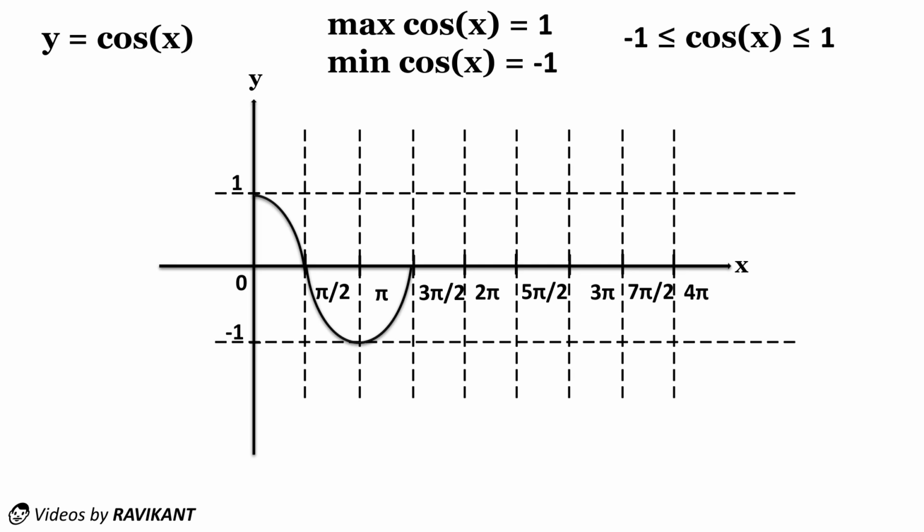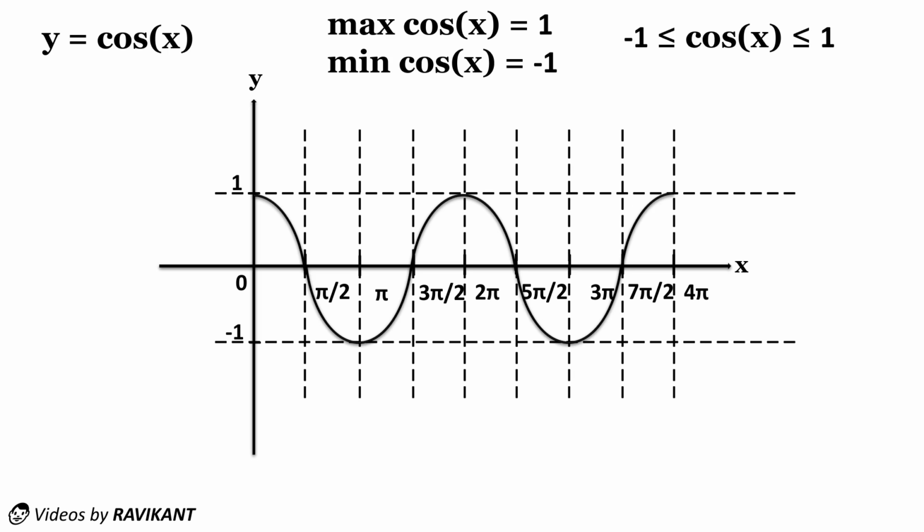After interval pi by 2 to 3 pi by 2, first the graph gradually decreases, then suddenly it increases. After 3 pi by 2 to 2 pi interval, the graph increases, and here at 2 pi, one cycle of the cosine graph is completed. After 2 pi, the graph follows the same path. So finally we have drawn the cosine graph.